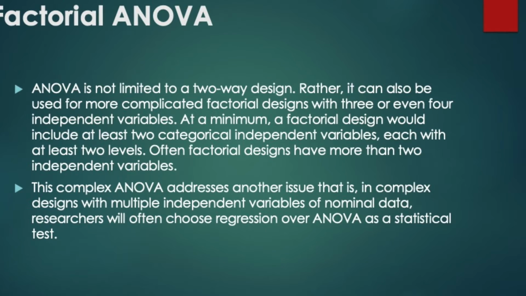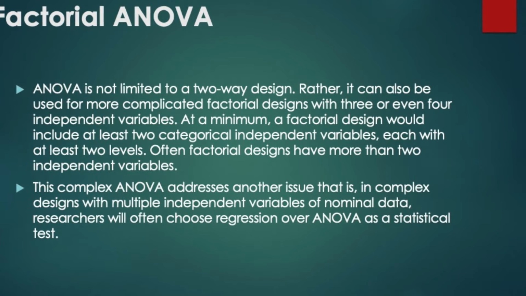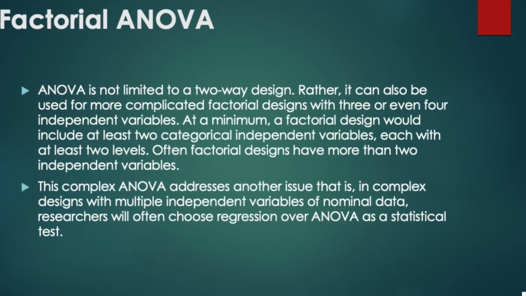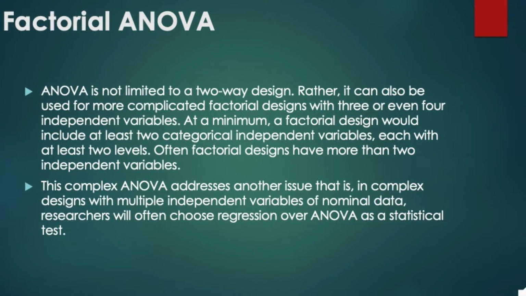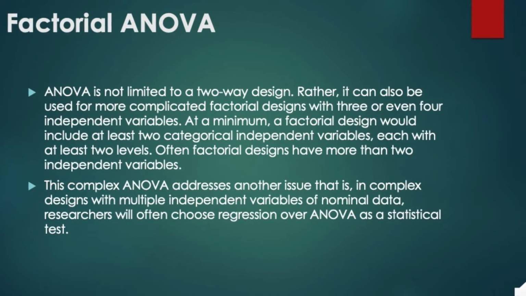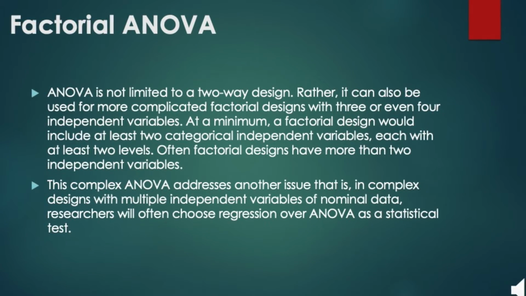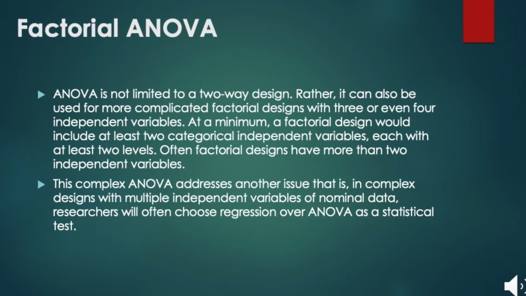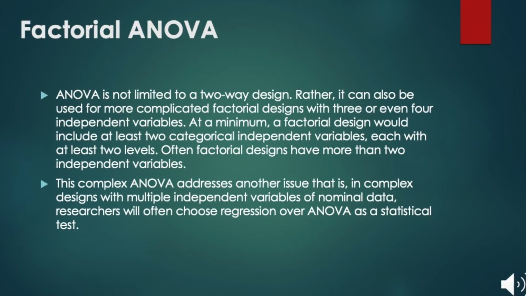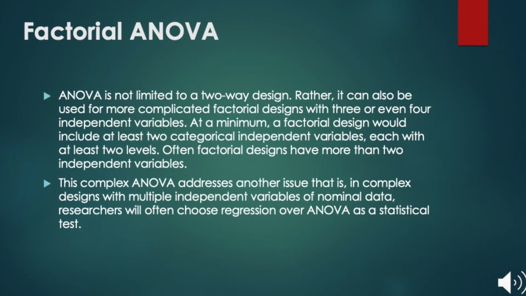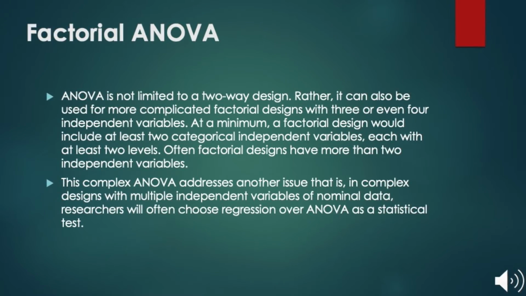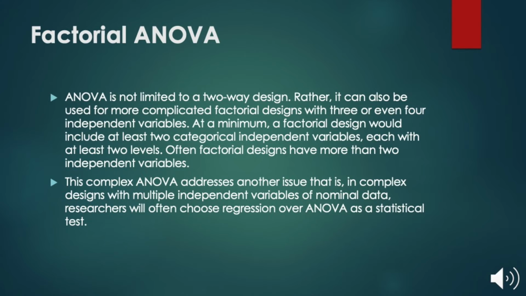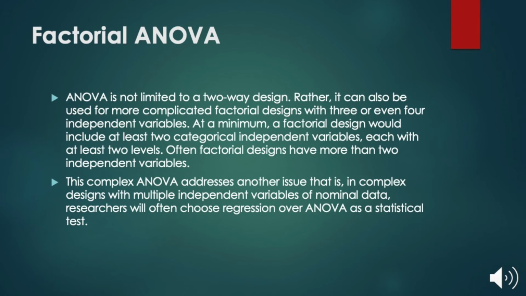Factorial ANOVA. ANOVA is not limited to a two-way design. Rather, it can also be used for more complicated factorial designs with 3 or even 4 independent variables. At a minimum, a factorial design would include at least 2 categorical independent variables, each with at least 2 levels. Often, factorial designs have more than 2 independent variables. This complex ANOVA addresses another issue, that is, in complex designs with multiple independent variables of nominal data, researchers will often choose regression over ANOVA as a statistical test.